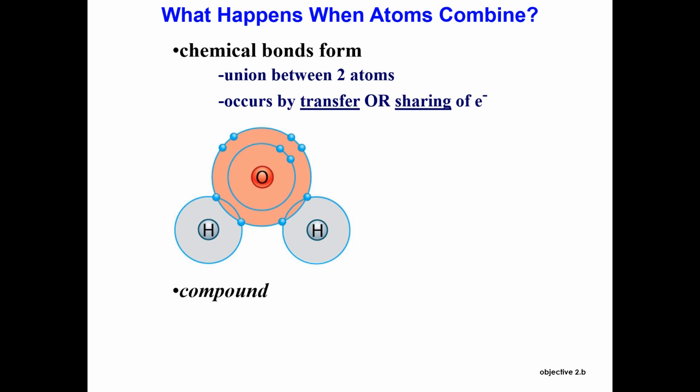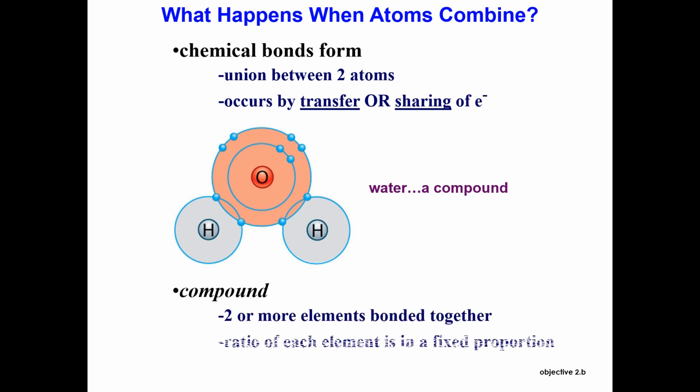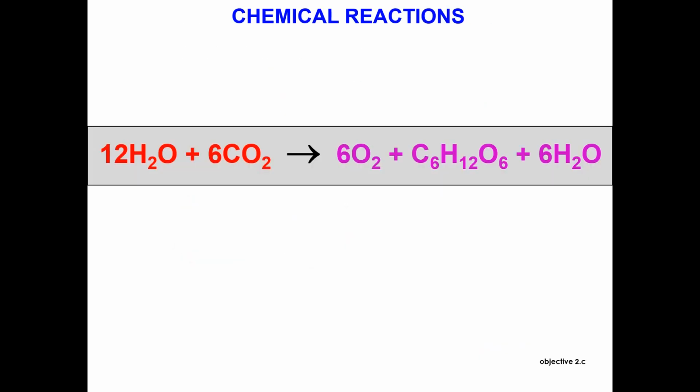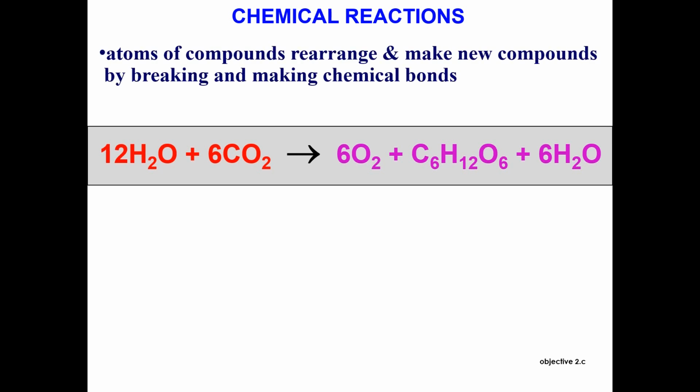For example, this water molecule is a compound that is formed by chemical bonds. A compound is two or more elements bonded together, and the ratio of each element is in a fixed proportion. A reaction happens anytime atoms or compounds are rearranged to make a new compound by breaking or making chemical bonds.